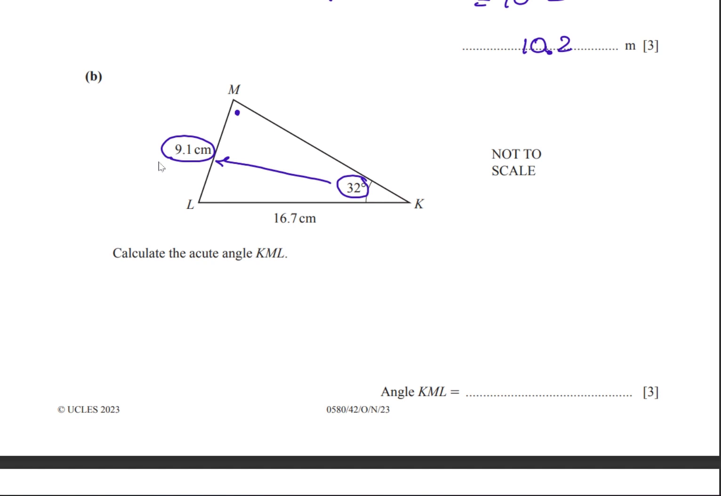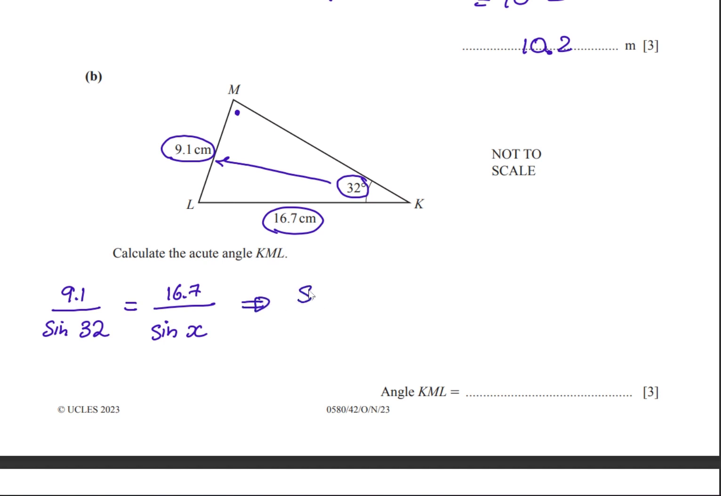It is very easy. The sine rule is telling me that any side over sine the opposite angle equals any side, which is 16.7, over sine the angle given, which is x. Or I can say sine the angle divided by the opposite side equals sine the angle divided by the opposite side. Both are the same.